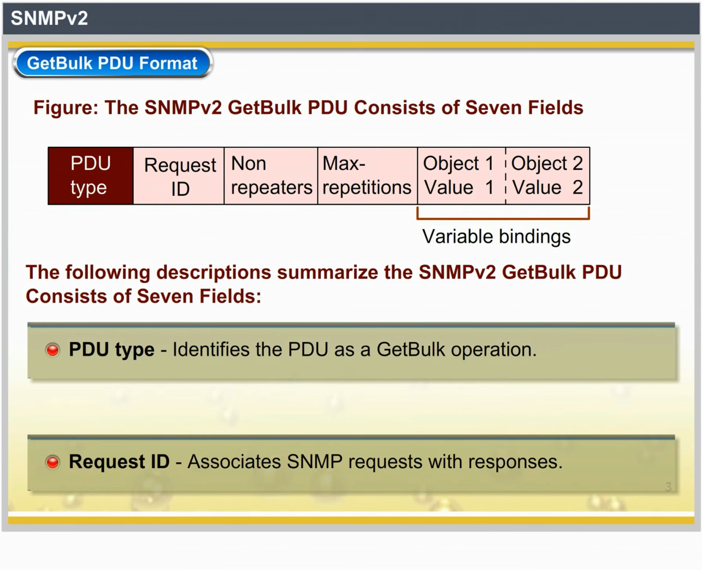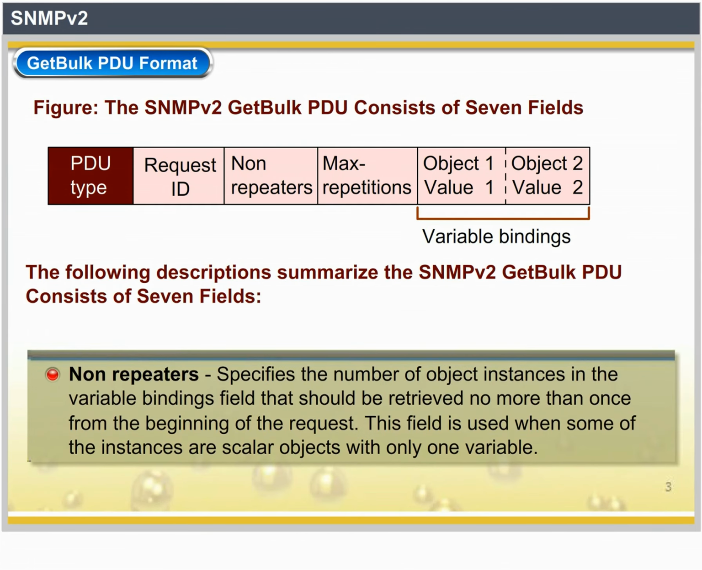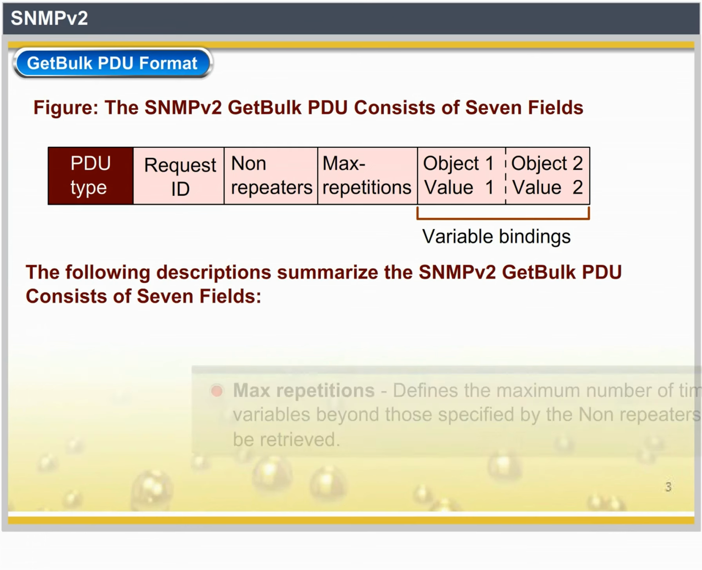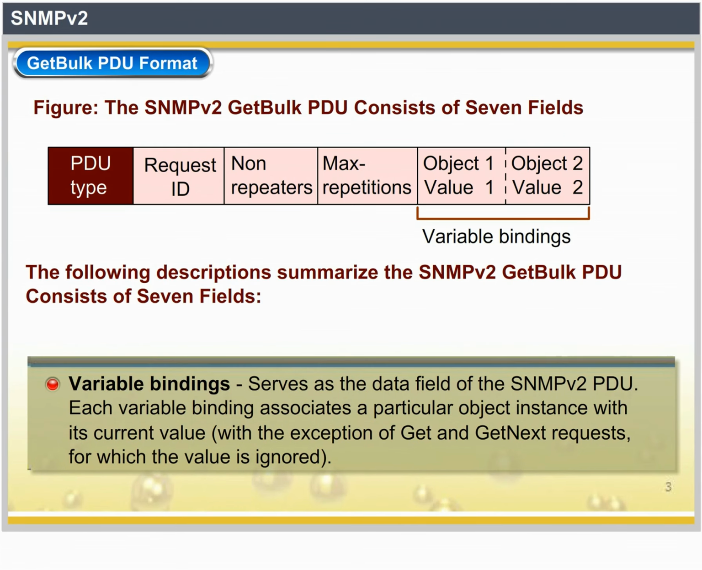Non-repeaters specifies the number of object instances in the variable bindings field that should be retrieved no more than once from the beginning of the request. This field is used when some of the instances are scalar objects with only one variable. Maximum repetitions defines the maximum number of times that the other variables beyond those specified by the non-repeaters field should be retrieved. Variable bindings serves as the data field of the SNMP v2 PDU. Each variable binding associates a particular object instance with its current value (with the exception of the get and getNext requests for which the value is ignored).